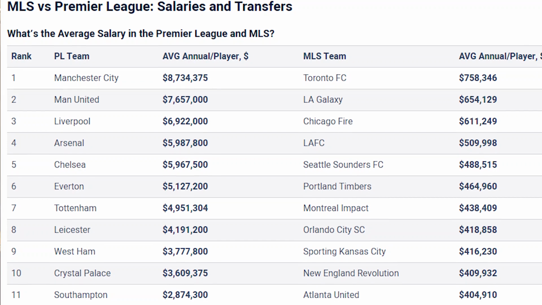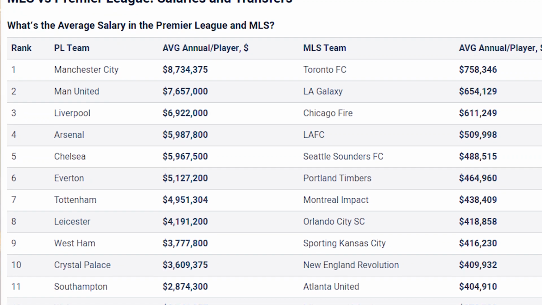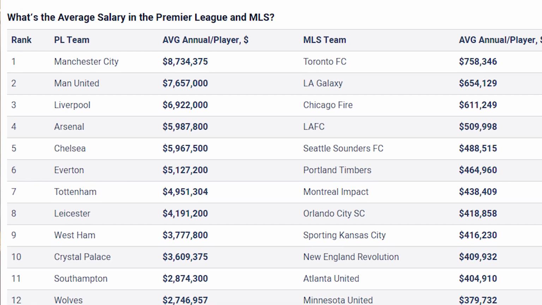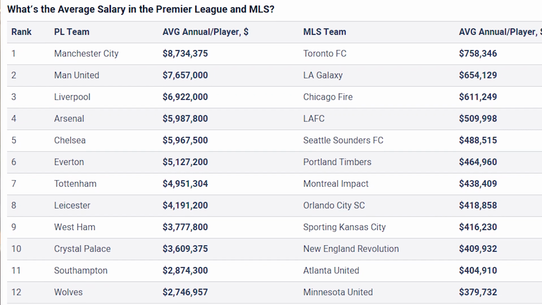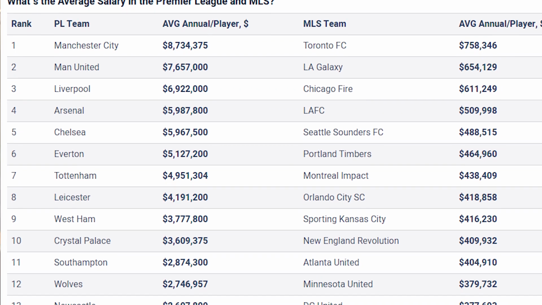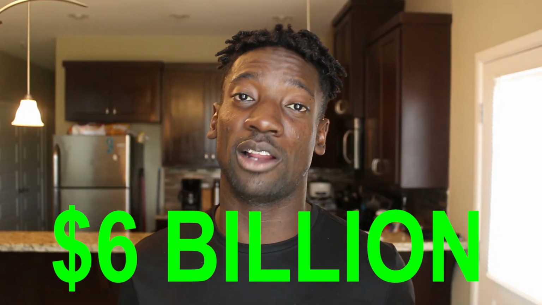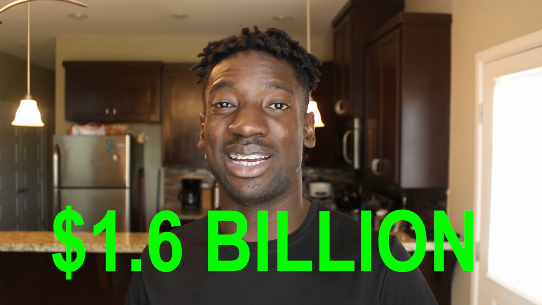As of right now, the Premier League is the soccer league that makes the most money in the whole world. In the 2017-2018 season, the 20 teams that were playing made over $6 billion in total revenue. And if you compare that to what the MLS made, the MLS topped off at $1.6 billion.